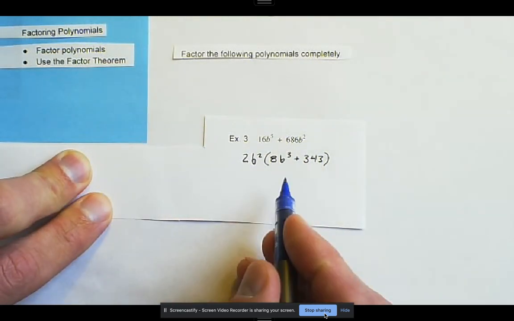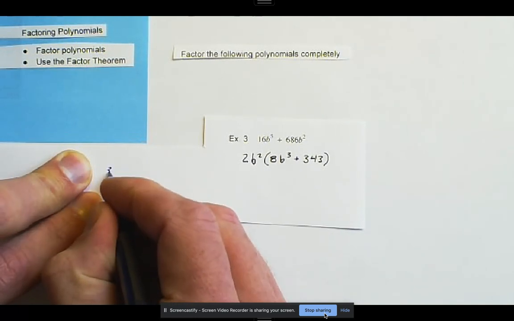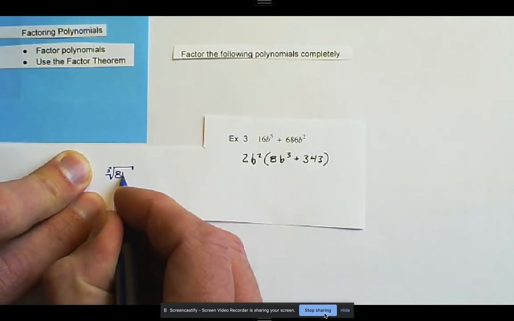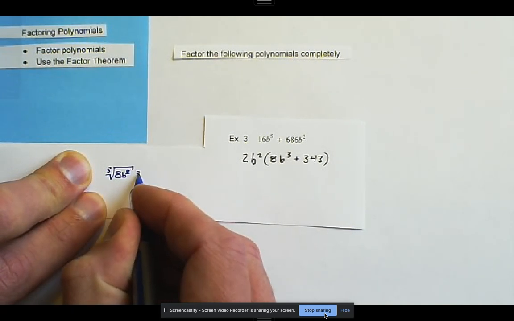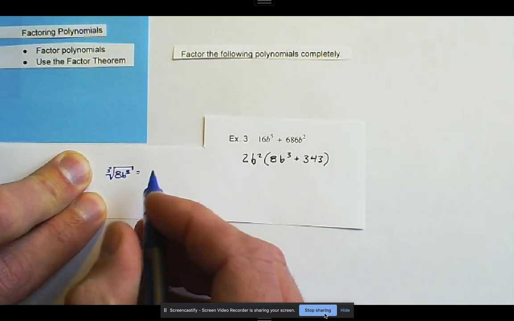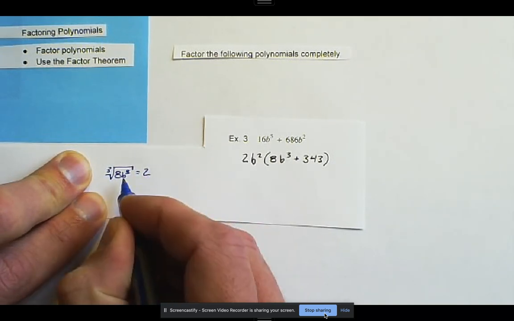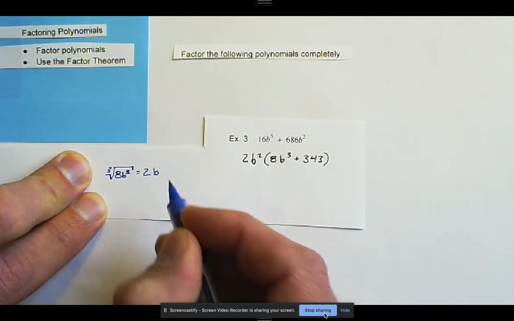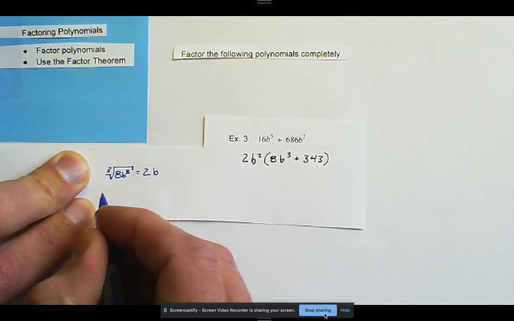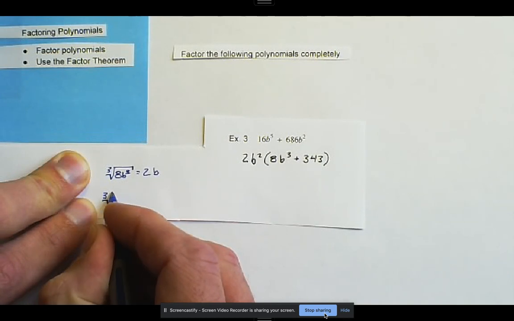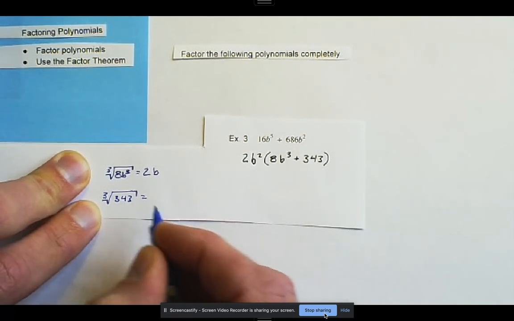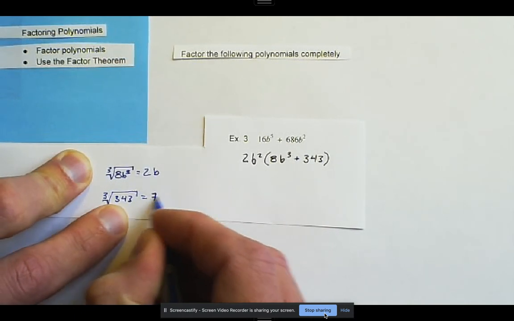So when we're thinking sum of cubes, we've got to take the cube root of both terms. So the cube root of 8b cubed is going to be equal to, cube root of 8 is 2, cube root of b cubed is b. And we're also going to take the cube root of the second term in the binomial, which is 343, and that is equal to 7.